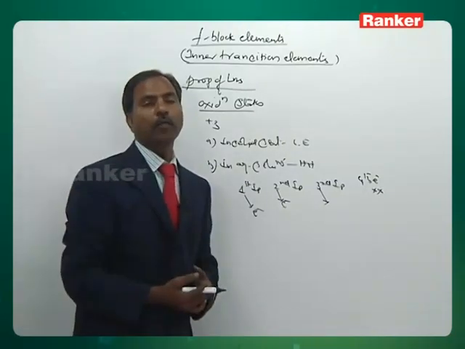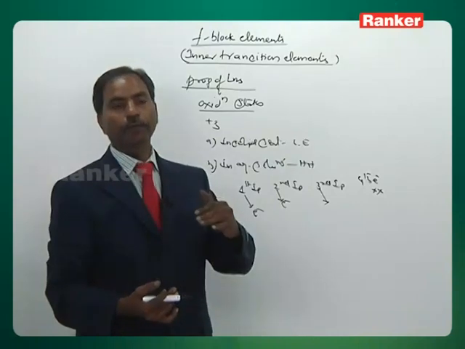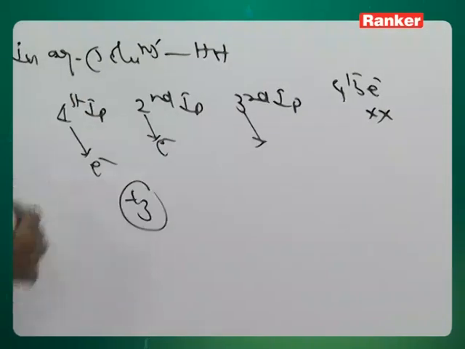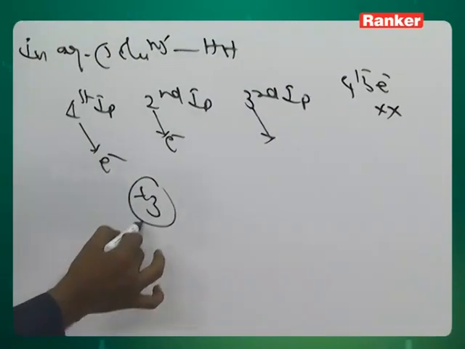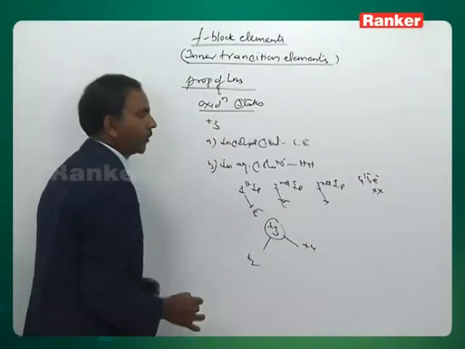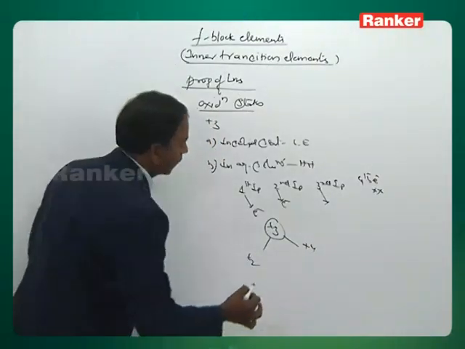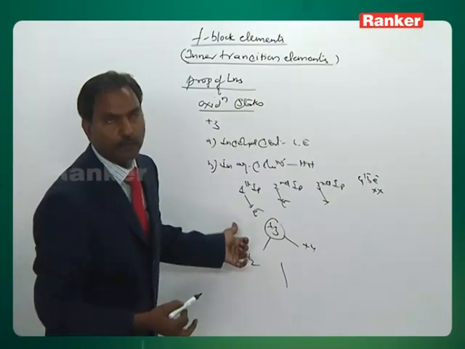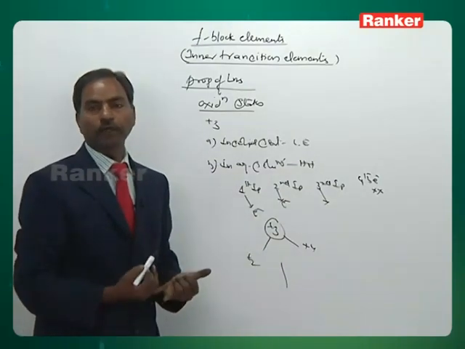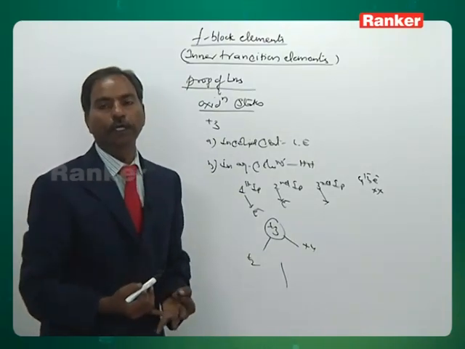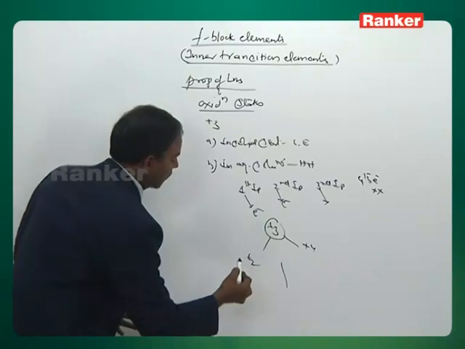Next, in addition to the +3 oxidation state, a few of the elements exhibit +2 and +4. Why do they exhibit +2 and +4 in addition to +3? Some of the elements exhibit +2 and +4 only when the lanthanide ions gain either a stable F0 configuration, or F7 configuration, or F14 configuration. Let us consider some examples.